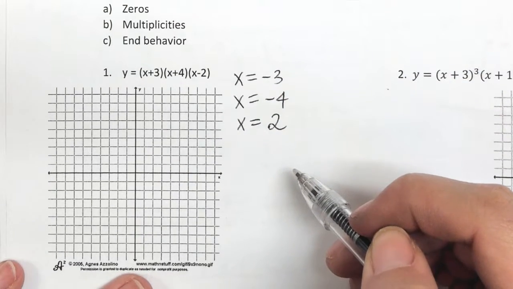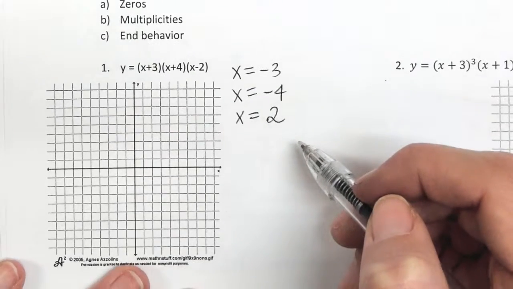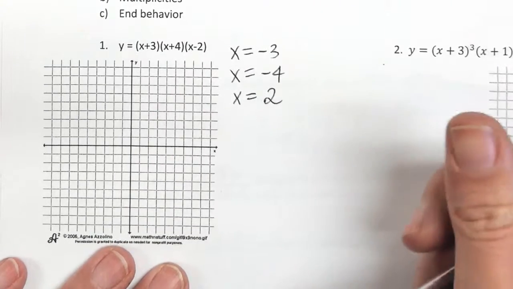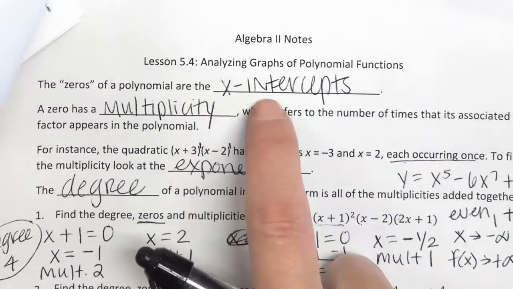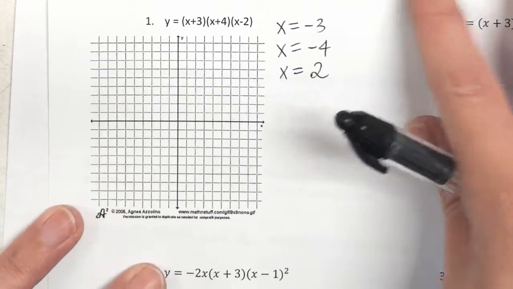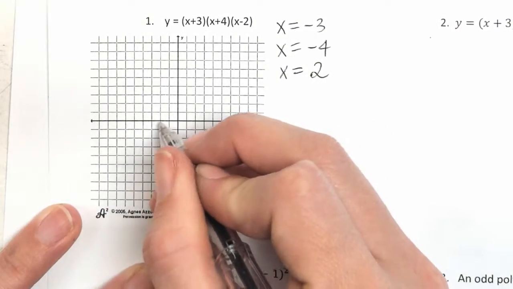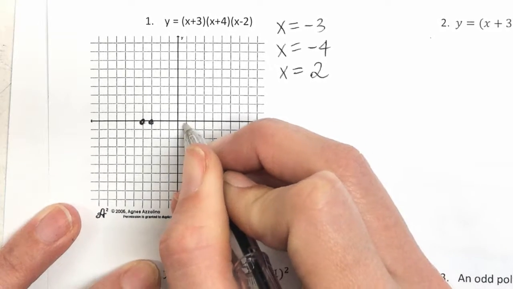So zeros are like the exponents. Not the exponents. Your zeros are your what? x-intercepts. Okay, so go ahead and draw those on your x-axis. So you'll have one at -3, one at -4, you'll have one at 2.